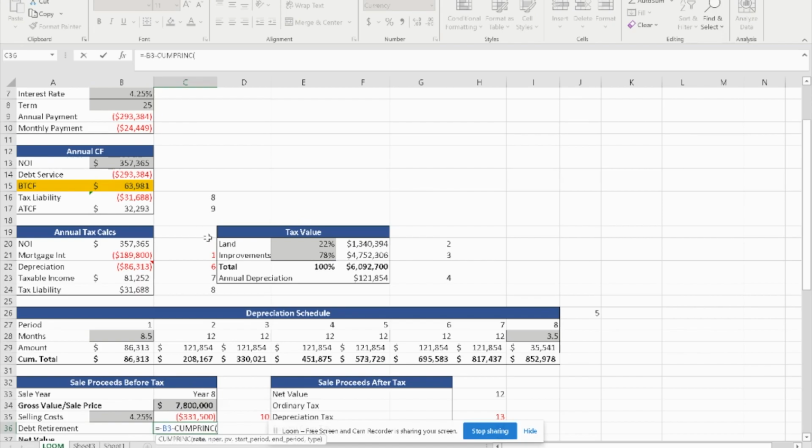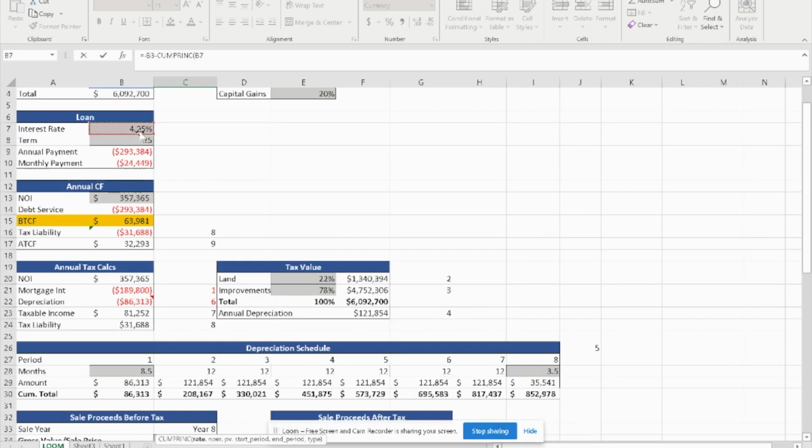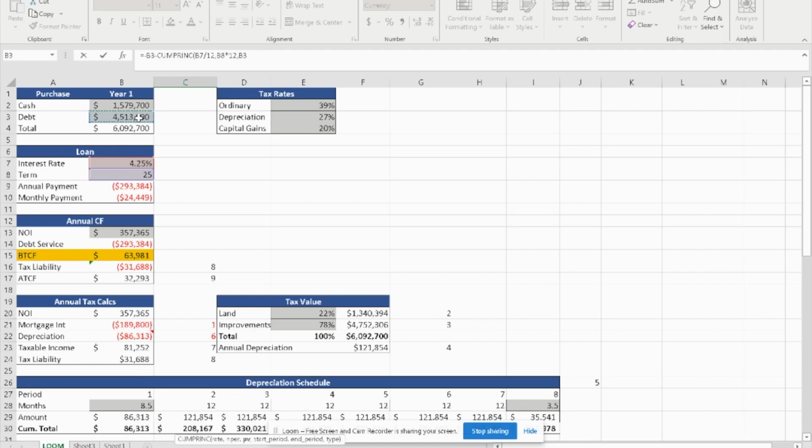4.25% divided by 12, and then the term times 12, and then we're going to put in the present value again, which is the debt amount. It is asking us for the start period, which is 1, and the end period, which is 8 years, but we're going to multiply that by 12, and we're going to put in comma 0 to end our function.